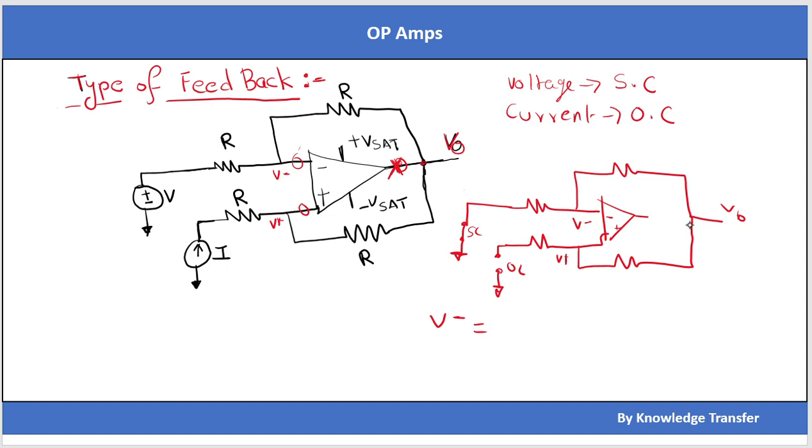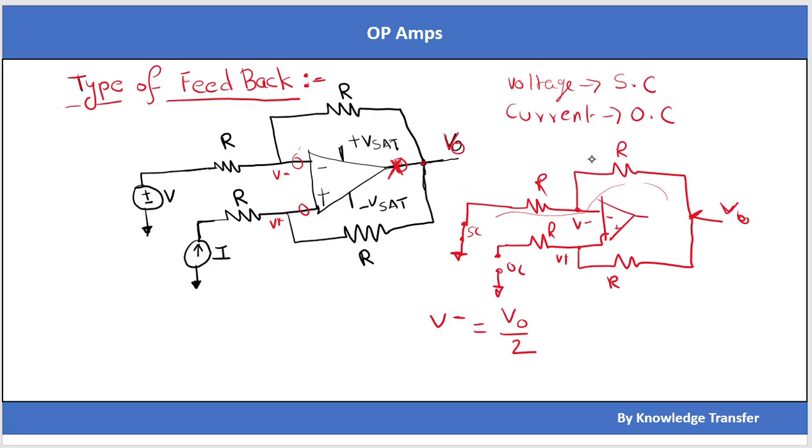How am I finding it? After breaking, let's assume I am applying some v naught voltage at this node, and see what the voltage is at the inverting input and non-inverting input. If I apply a v naught voltage at this node and see what v minus is: this is r, and this is r, and this is also r, this is also r. So this is like a simple voltage divider, so v minus will be v naught by 2. This is the voltage division rule.